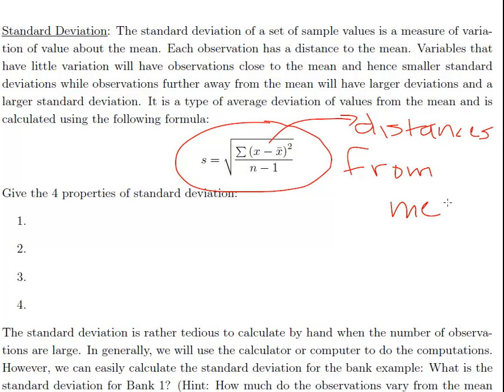And so data sets with observations close to the mean are going to have smaller standard deviations than data sets with observations further away from the mean. So this is taking each value and subtracting the mean, squaring it, summing that, and dividing by n minus 1. What it's doing is calculating about the average distance from the mean that the observations fall.